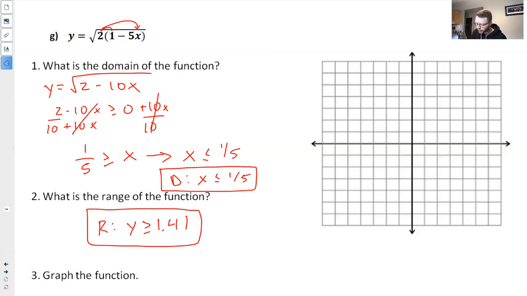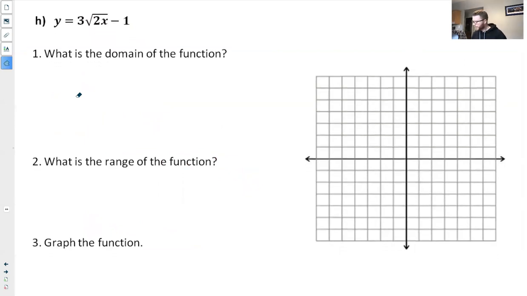So let's go ahead and plot this point. So when x is less than 1 over 5, or less than 0.2, so this is about 1 over 5 right there, and 1.41 is about there. Okay, so let's plot our very first point, and our function looks something like this. All right, a couple more for today.